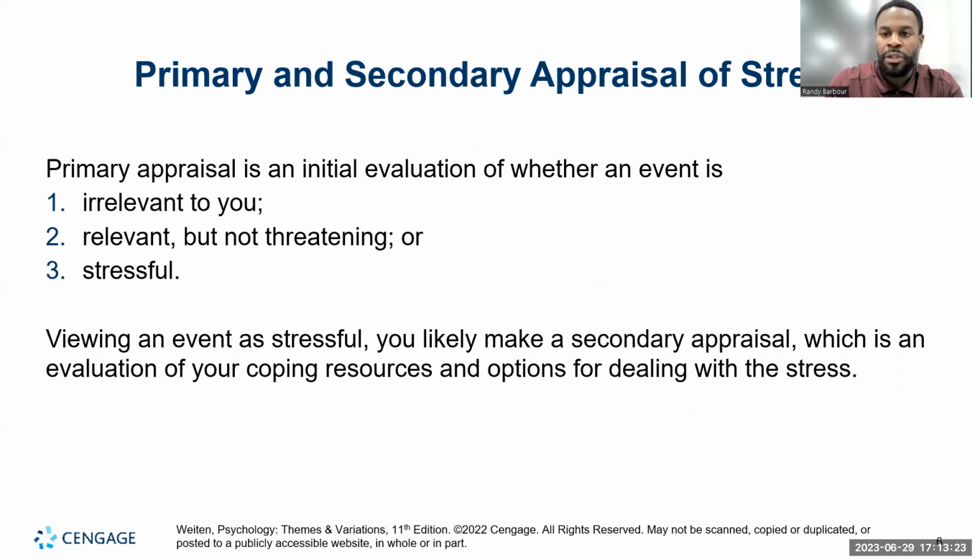When we are thinking about stress and a stressful life event, there is a primary and secondary appraisal that takes place. Okay, the primary appraisal is just an initial evaluation of whether the event is irrelevant to me, relevant but not threatening, or stressful. Right, so it comes into three different categories. If it's irrelevant to me, then I'm likely not going to experience any stress whatsoever. If it's relevant but it's not threatening me, then I won't experience stress. But obviously, if it's a stressful event, that means it's relevant to me and it's threatening, then I will experience some type of distress.